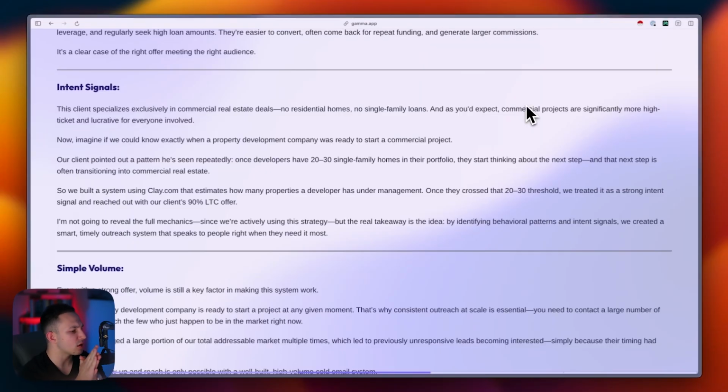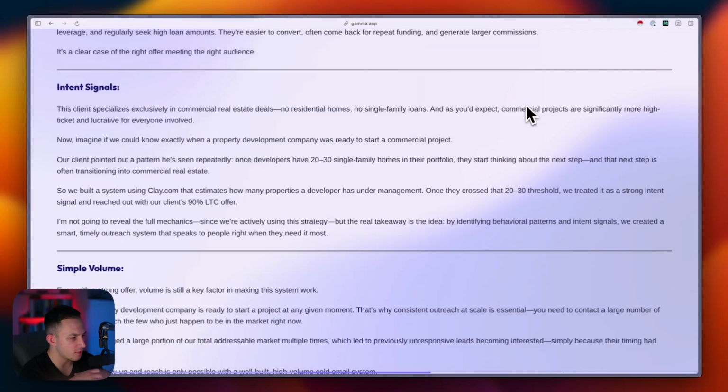Now, our client pinpointed a pattern, which he's seen repeatedly, and that's that once developers have 20 to 30 single families in their profile, they start thinking about their next step, and a lot of the time that next step is transitioning into commercial real estate, or at least dabbling in commercial real estate, okay? Now, we built a system using clay.com, which estimates how many properties a developer has under management. And once they cross that 20 to 30 threshold, that's when we know that it's time to contact them and offer them a 90% LTC loan, okay?